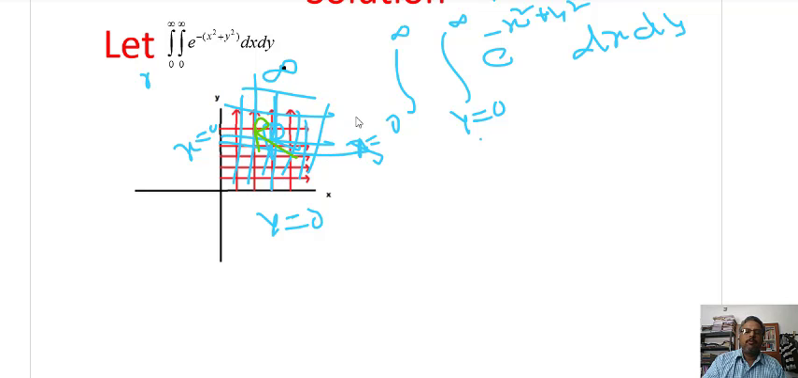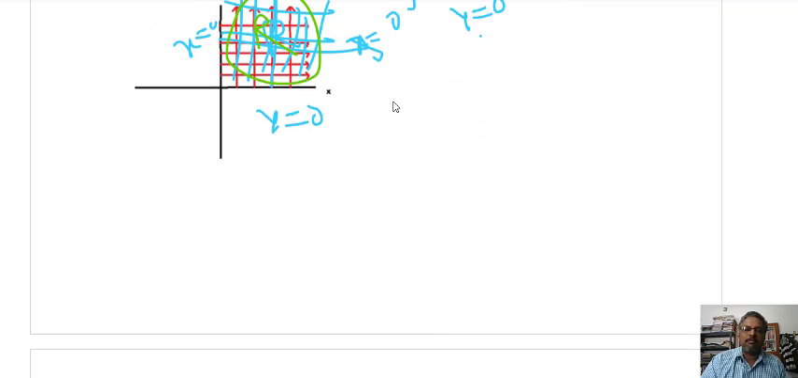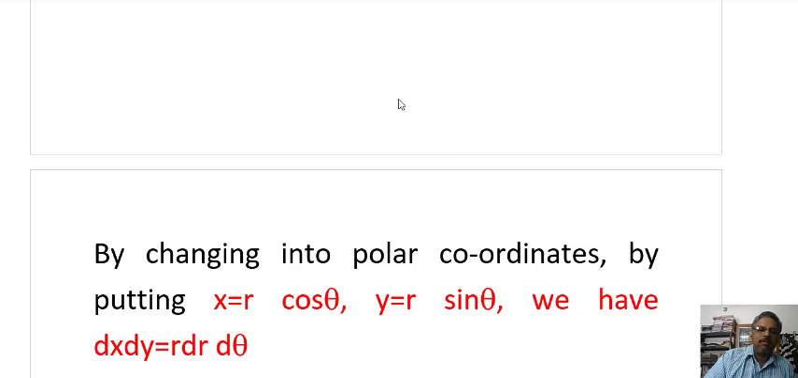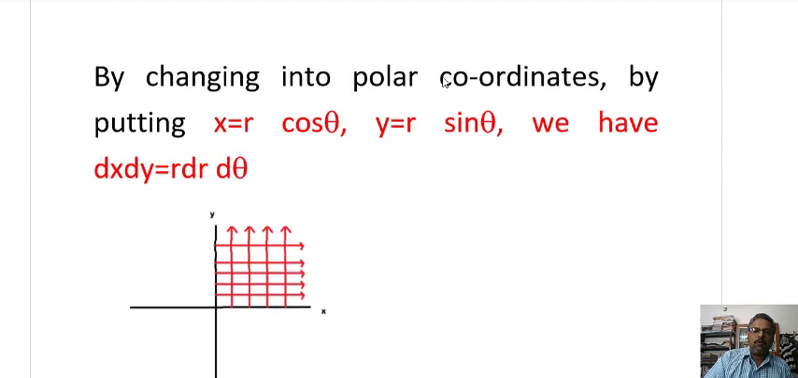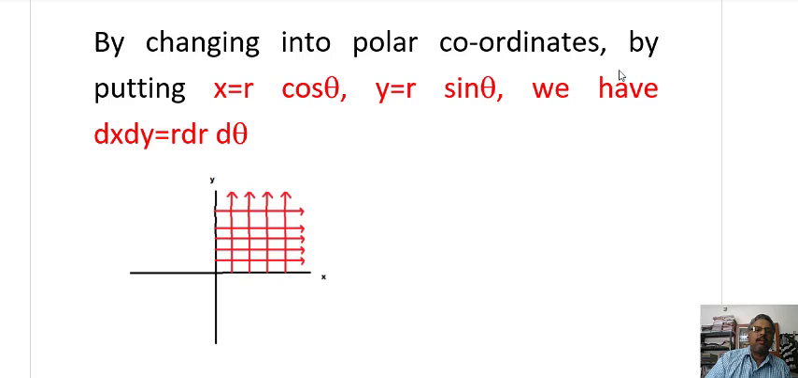Now change into polar coordinates. First observe the region. The total region is our region. Now we will change into polar coordinates, then we will discuss the limits. By changing into polar coordinates, by putting x equals r cos theta, already discussed, and y equals r sin theta, dx dy equals r dr d theta. Now what about the limits of r and also the limits of theta?